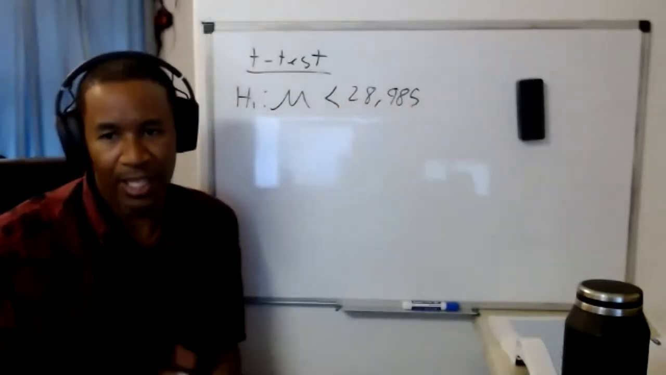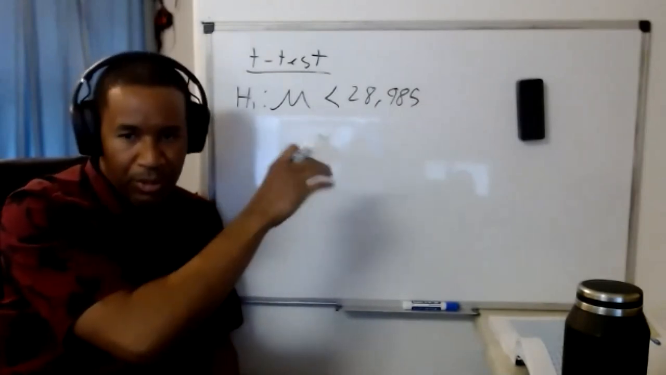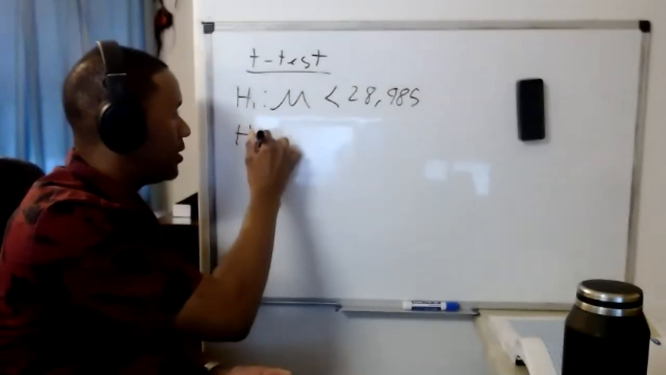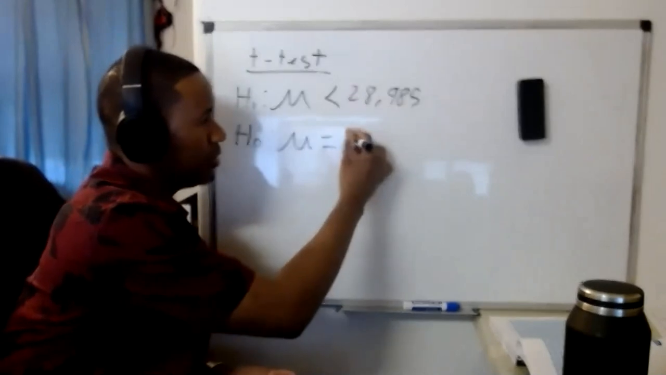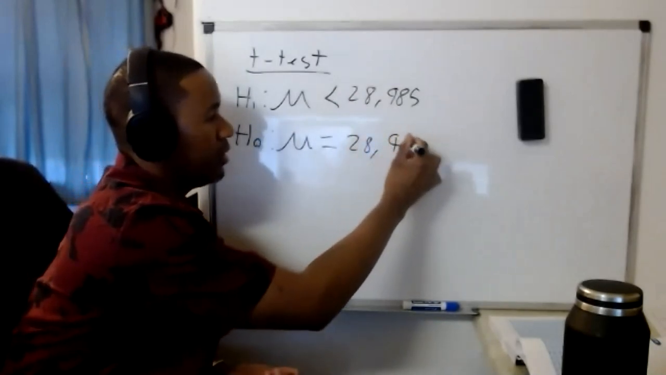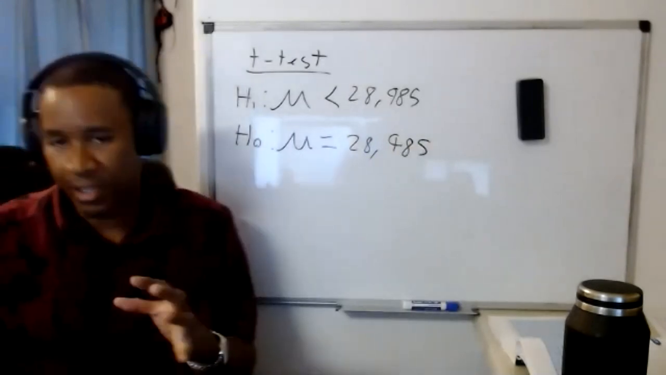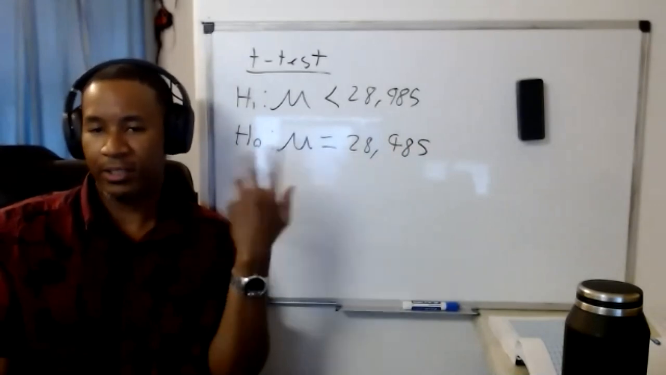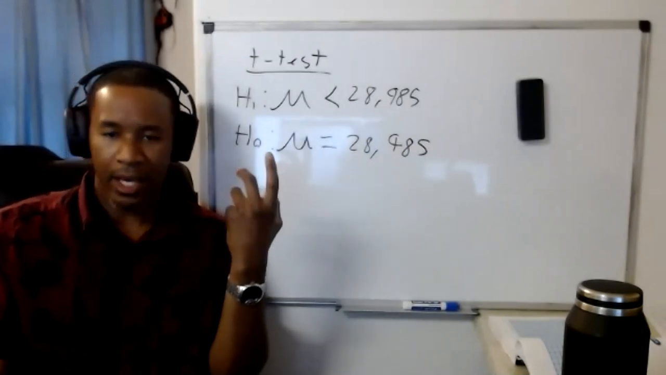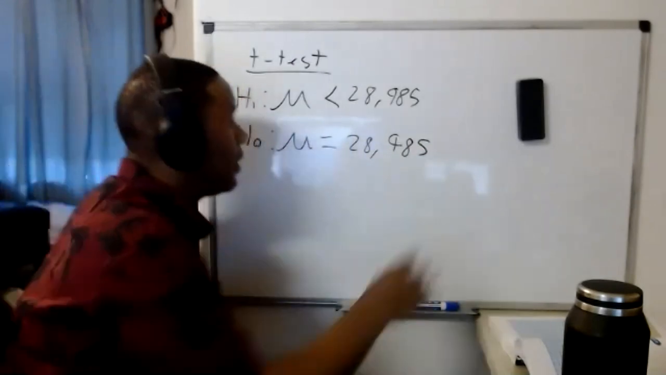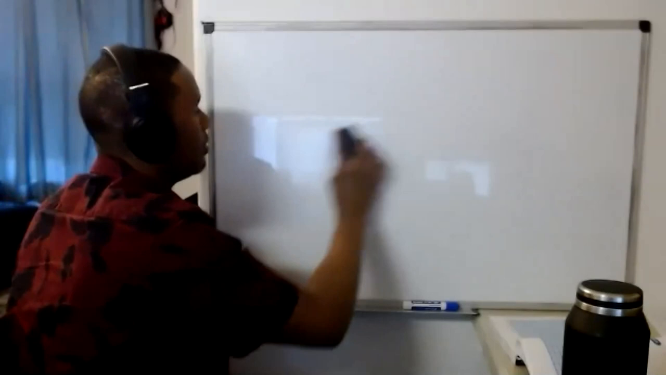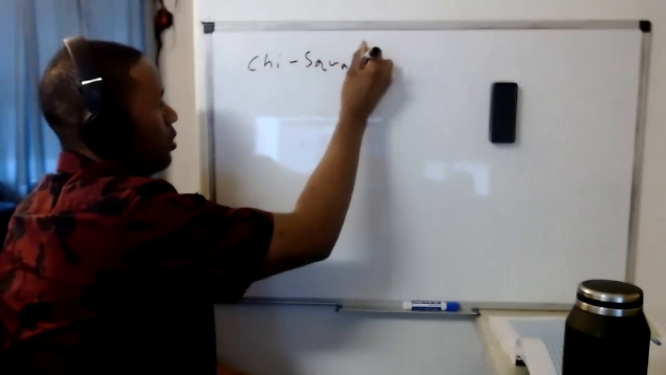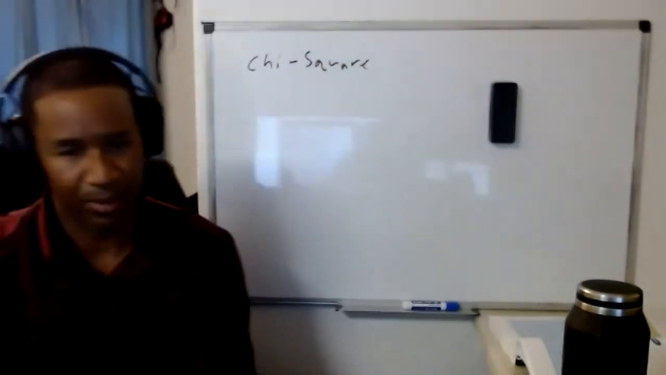When we had a two-sample t-test, we used mu, less than, greater than, or equal to some other mu, because we were doing a two-sample t-test. We wrote the null hypothesis as mu equal to 28,985. Okay, now when you're doing this for the chi-square test, you're not going to be using any type of mathematical notation. You're going to write your research hypothesis and your null hypothesis using words. So if I were to do this for the chi-square, I'm going to use words and I don't have to worry about this population parameter notation.